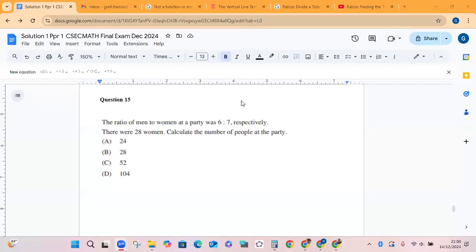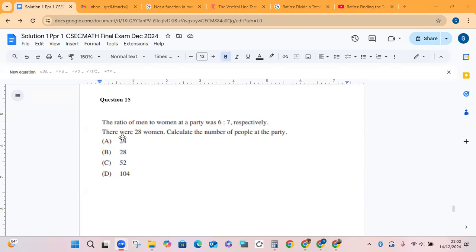This recording is with regards to question number 15. It says the ratio of men to women in a party was 6:7, respectively. So therefore, the share for men is 6 and the share for women is 7. Okay? You can use share and part interchangeably.